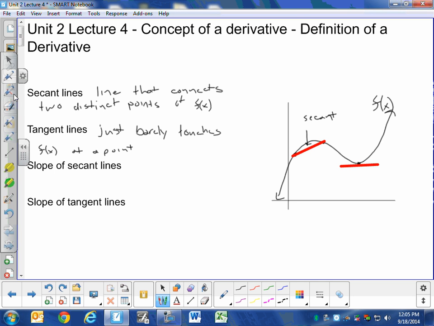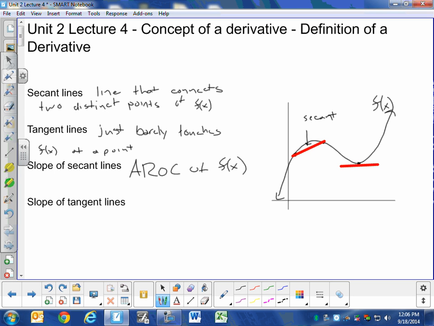Now, the slopes of these lines are very important, and what they represent is very important. So the slope of the secant line, what did we talk about last class? What does that represent? The average rate of change of your function. If you take the function values, subtract them, and divide by the interval, you get the average rate of change of your function.